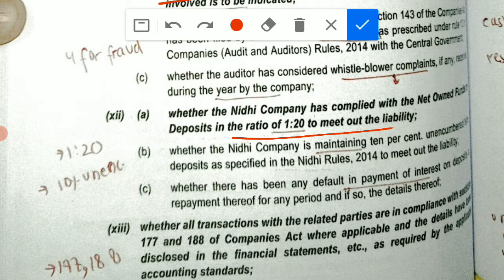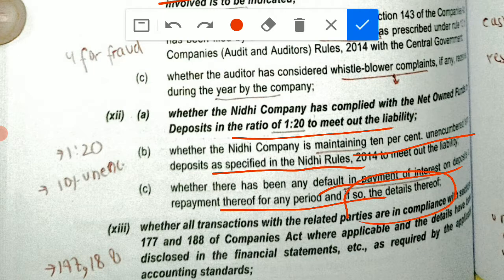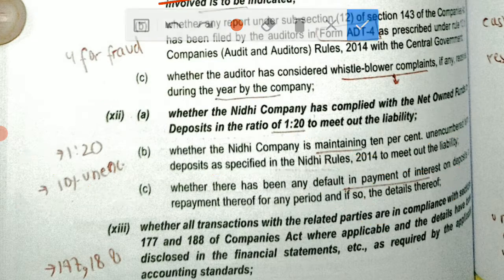Okay, then whether the Nidhi company is maintaining 10% of unencumbered deposits as per the Nidhi Rules 2014, and also you have to report whether there has been any default in payment of interest on deposits and repayment thereof for any period, and if so, you have to disclose the details. Okay, so this is applicable if the company is a Nidhi company: 1:20, 10% unencumbered deposits, and whether there is any default in payment of interest or repayment. This was a very, very simple point.